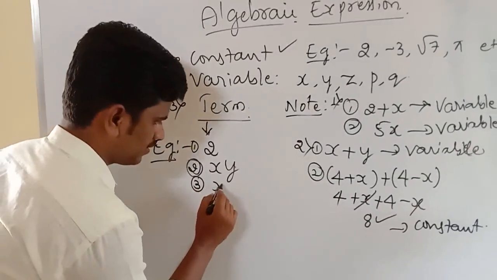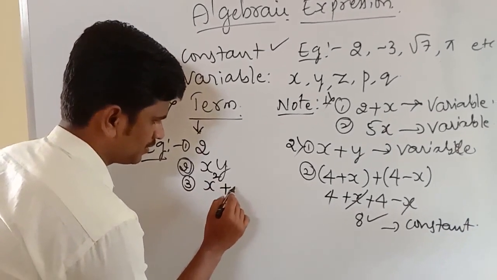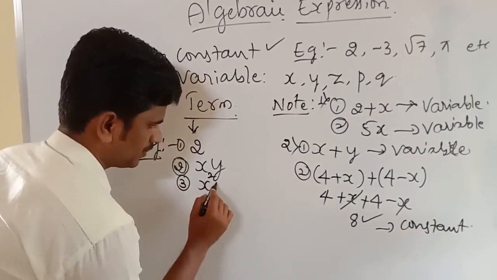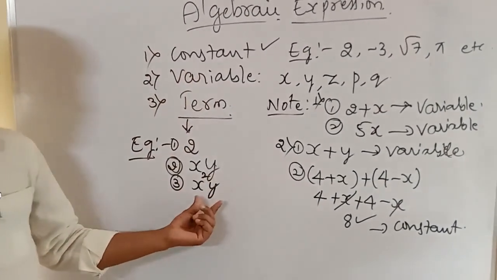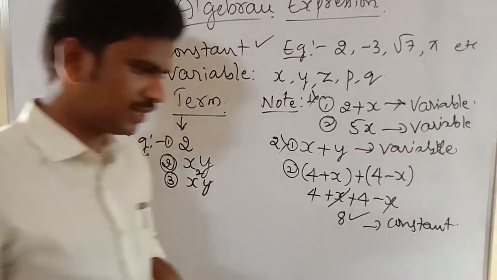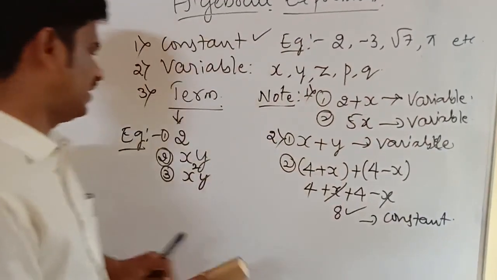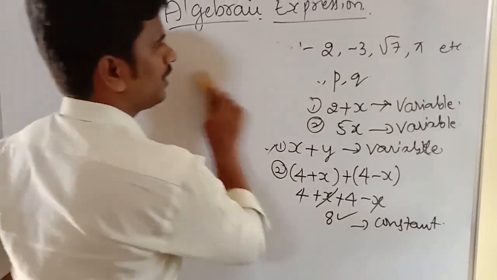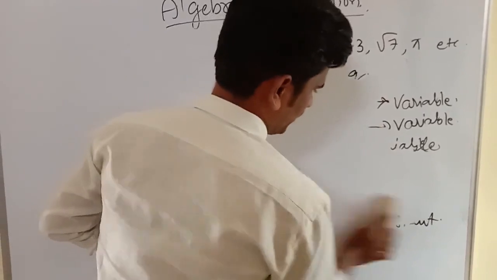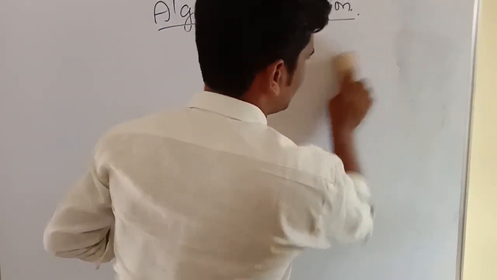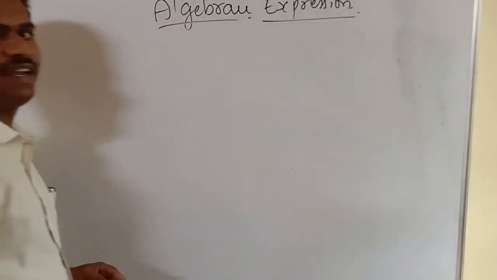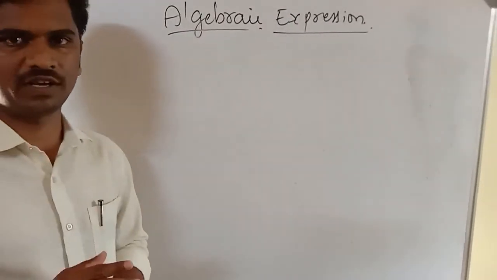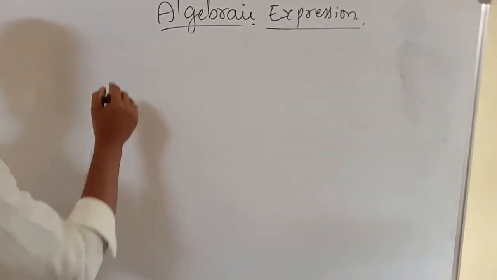Then x square into y. This is also one of the term. Okay, now you understood. Now this is the definition of a term. Then how we can define an algebraic expression? See, my dear students, algebraic expression can be defined as it is a combination of two or more terms or a single term also.